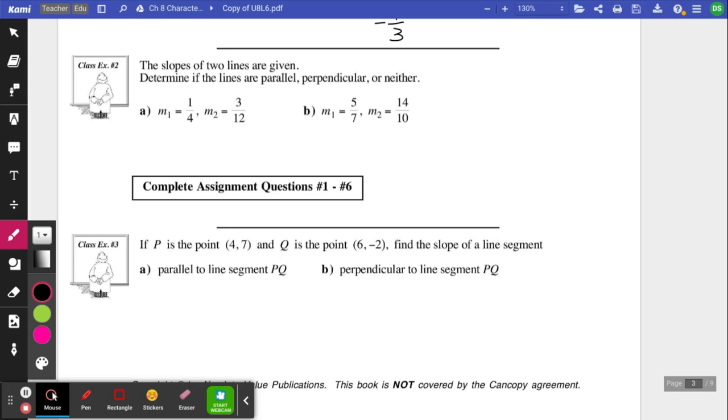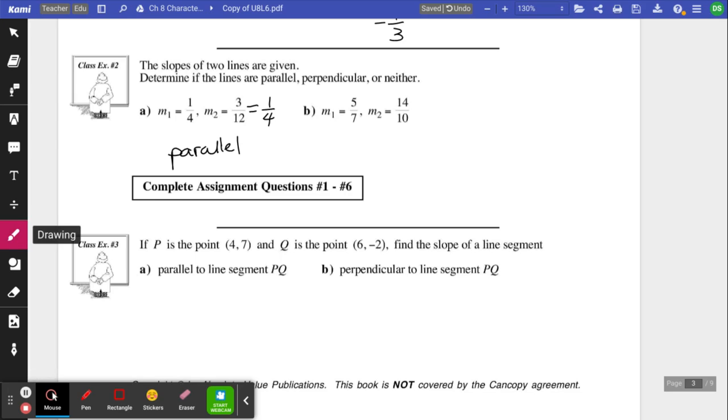So I heard a yes. How do you know they're parallel? They don't look the same. Because if you reduce 3/12, it's the same slope. Oh yeah, make sure you reduce before you start. Now, are they the same slope? Yes, so they're parallel. Write the word parallel. They're parallel, same slope. So make sure you reduce those fractions before you start.